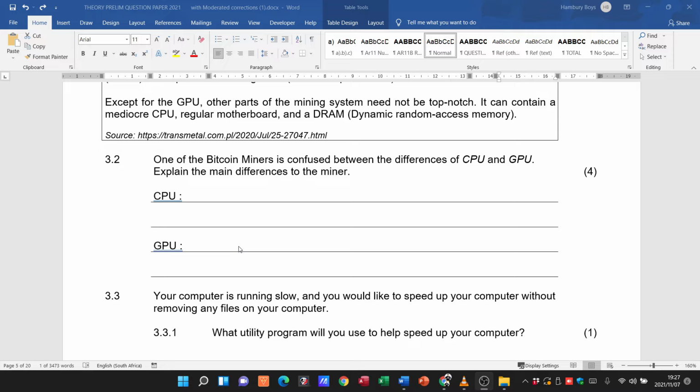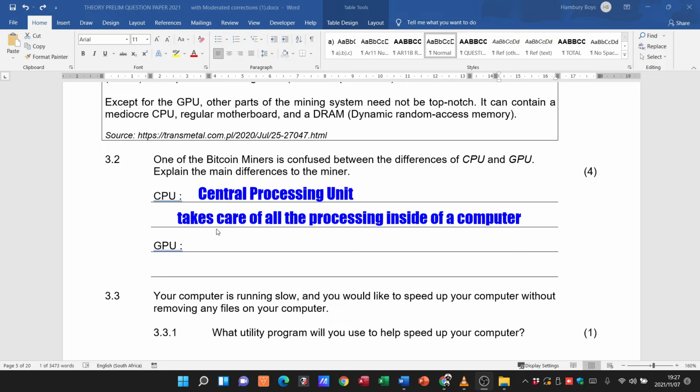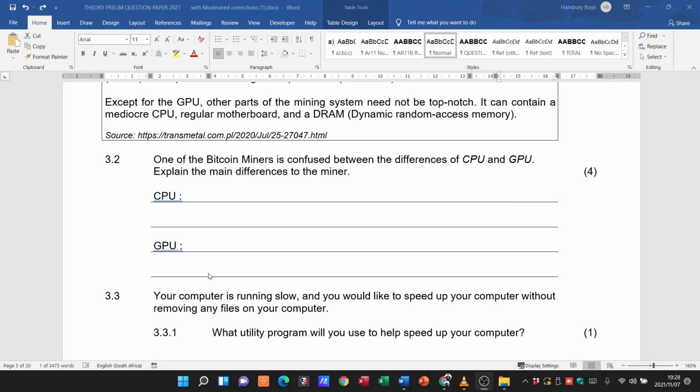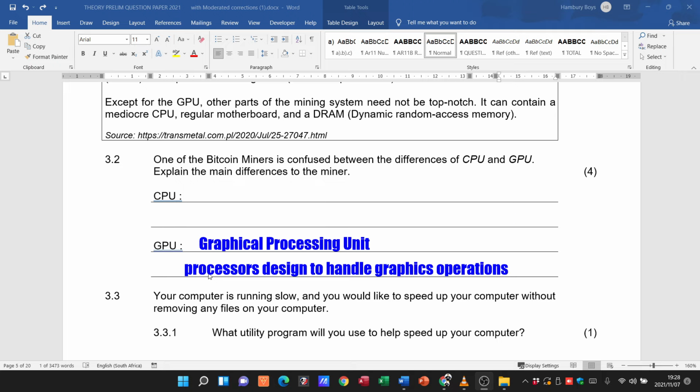Then what does the CPU do? Because remember, I'm trying to explain the difference. Well, the CPU does all the processing that takes place in a computer. What does the GPU do? A GPU is a processor designed to handle graphics operations.